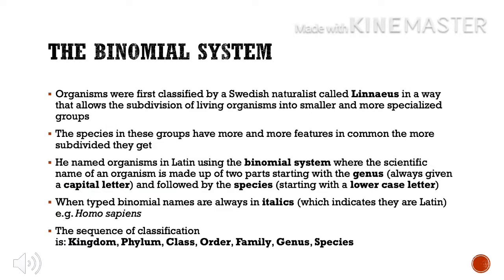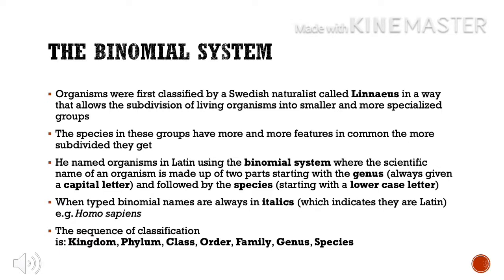The binomial system. Organisms were first classified by a Swedish naturalist called Linnaeus in a way that allowed the subdivision of living organisms into smaller and more specialized groups. The species in these groups have more and more features in common, the more subdivided they get.